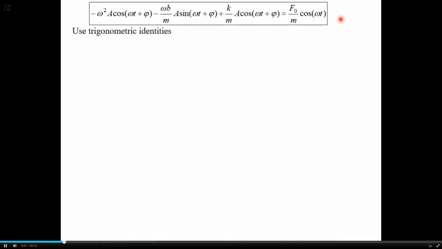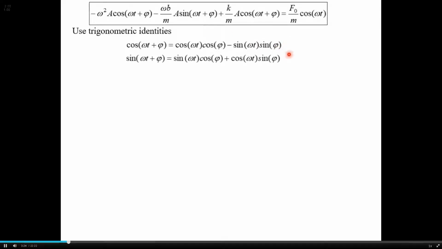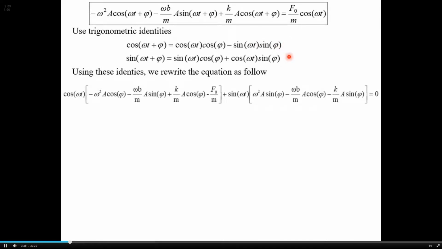Now, we're going to need to expand out these terms involving cos(omega t plus psi) and sine(omega t plus psi). And for this, we're going to need some trigonometric identities, and these are the two we're going to be using. So using those two identities to expand out the terms cos(omega t plus psi) and sine(omega t plus psi), we end up with the following.